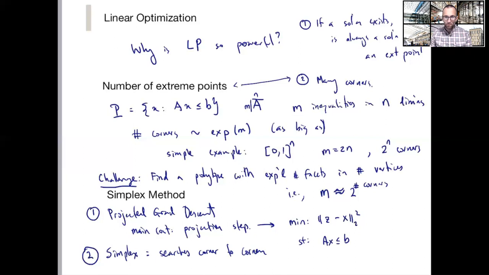So you'll see that both of these methods, 1 and 2, have some kind of combinatorial flavor. The simplex method even more, because it explicitly goes from corner to corner. Projected gradient descent, we have to deal with all the corners in the projection step. So we're still not free from that potential challenge. But simplex even more explicitly focuses on all of the extreme points.